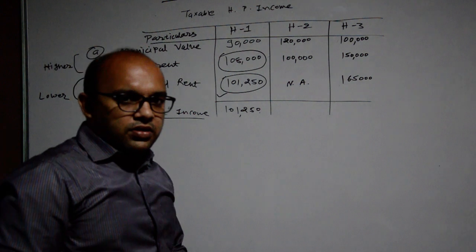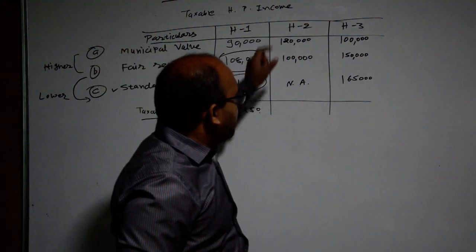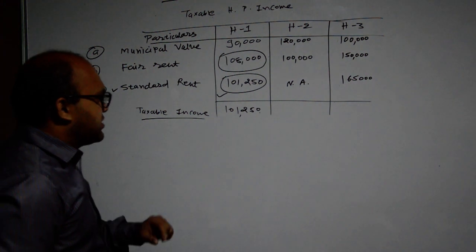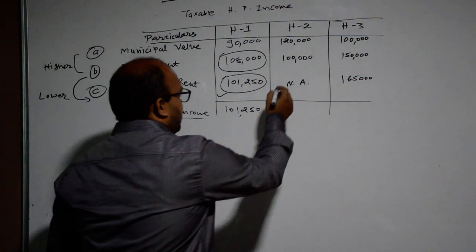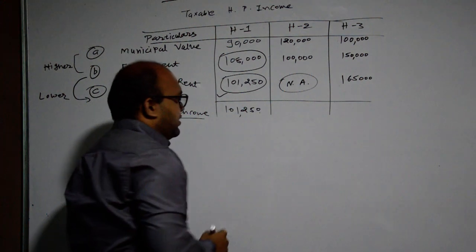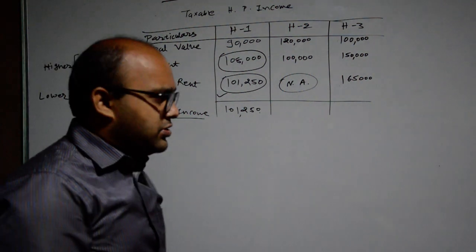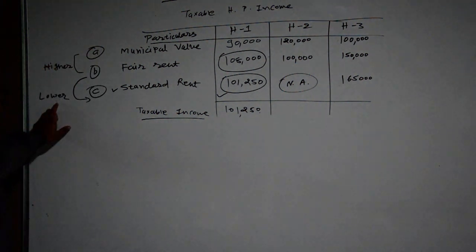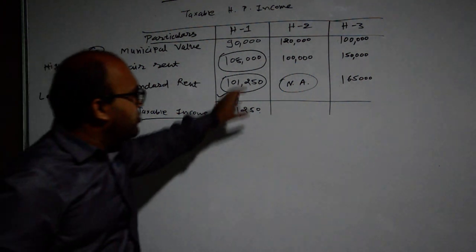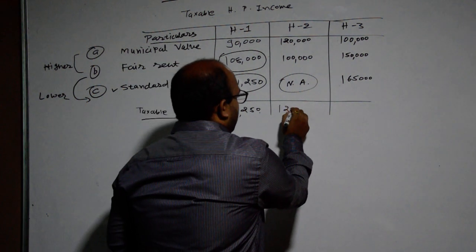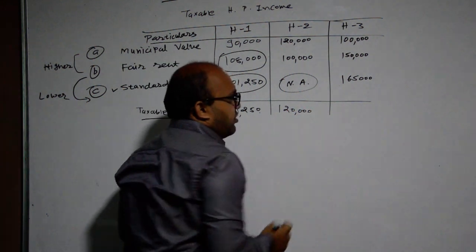Then in house number 2, an additional situation is given in the sum, that no standard rent is provided. So for that purpose you have to skip step number 2. You should consider the higher amount, 1,20,000, and it will become taxable income.